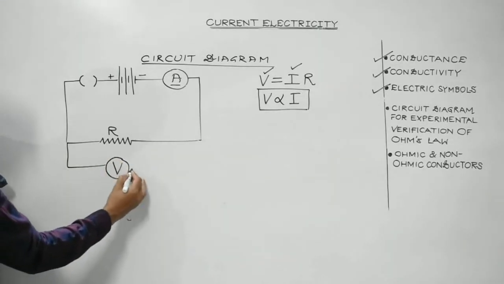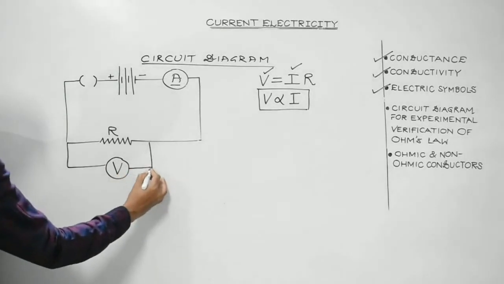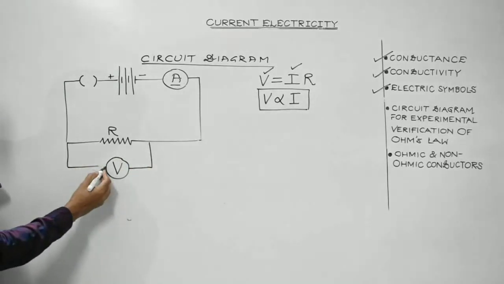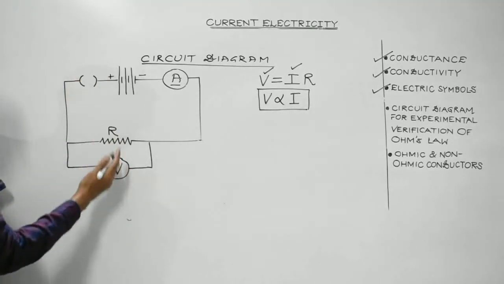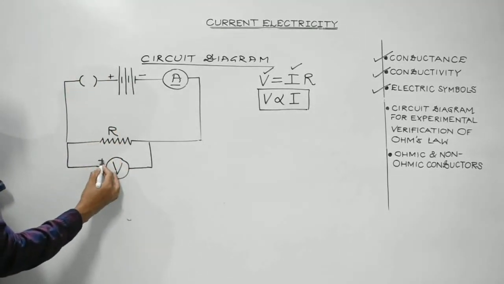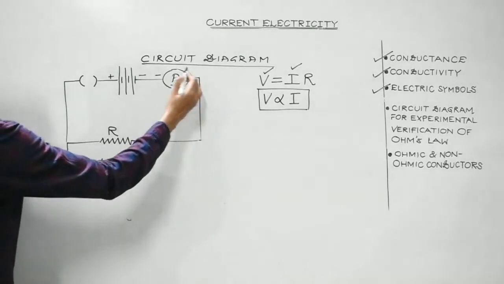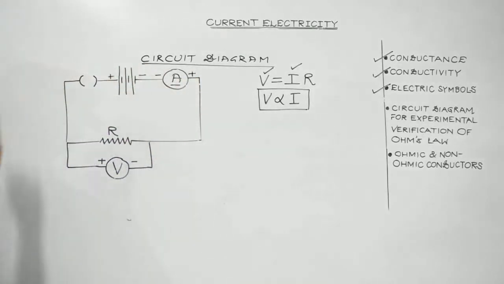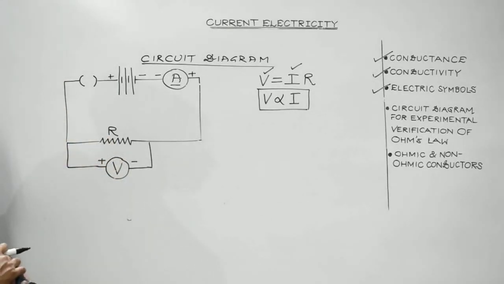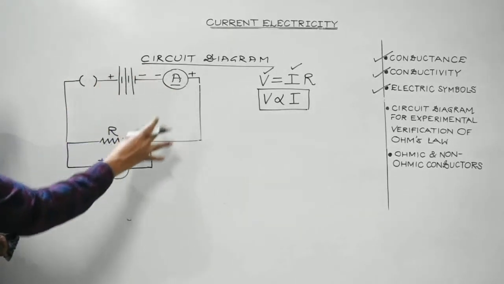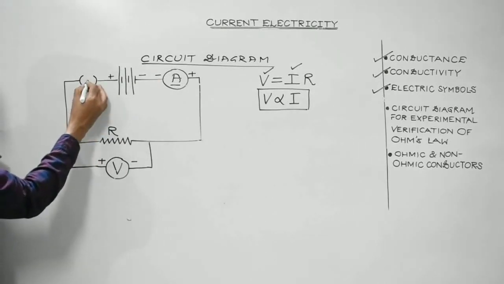This is a voltmeter, right? So it is always connected in parallel with respect to the conductor. So it's like this. This is negative, this is positive. So the ammeter is always connected in series, while the voltmeter is always connected in parallel, right? So this is a very, very simple circuit diagram, and you can close this key.